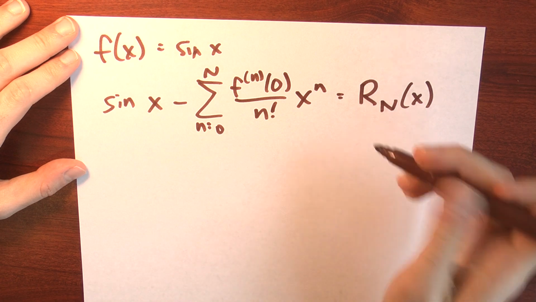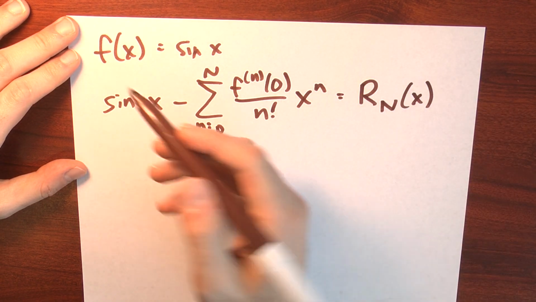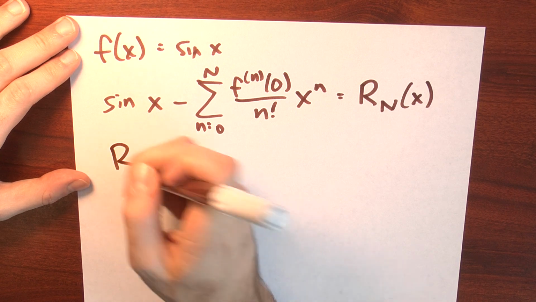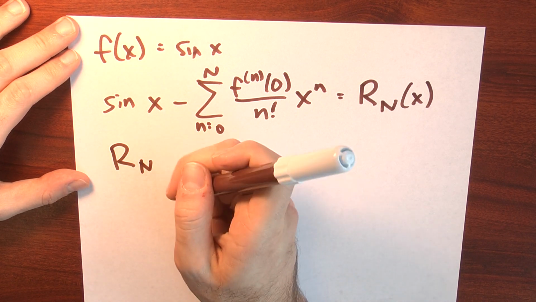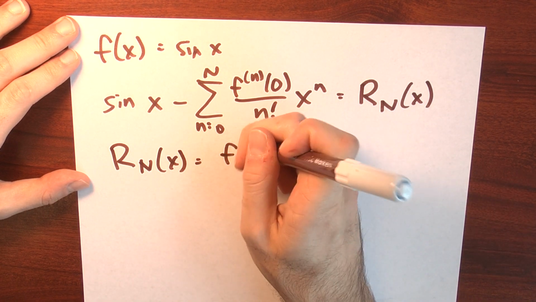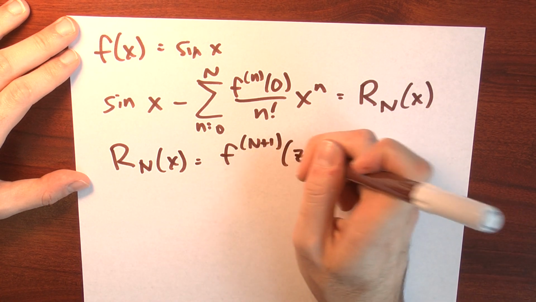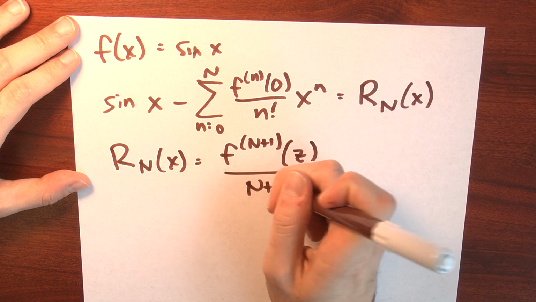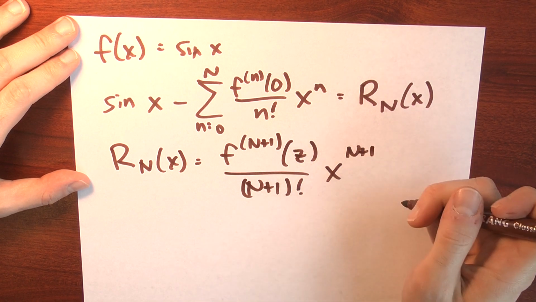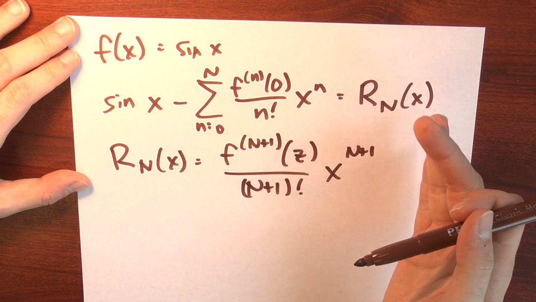And what Taylor's theorem tells us is that I've got a formula for this remainder term. I can control the remainder in terms of the big N plus 1th derivative of f. It's telling me that big R sub N of x is equal to the big N plus 1th derivative of f at some point z divided by big N plus 1 factorial times x to the big N plus 1 power, for some point z which is between 0 and x.